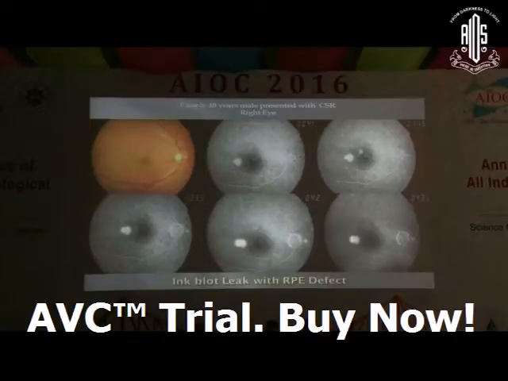Now case 5 is a 48-year-old male. He presented with decreased vision in the right eye, diagnosed as CSR on clinical examination. The patient showed an ink blot type of leak. If you notice finely, there is a small RPE defect adjoining the ink blot leak.